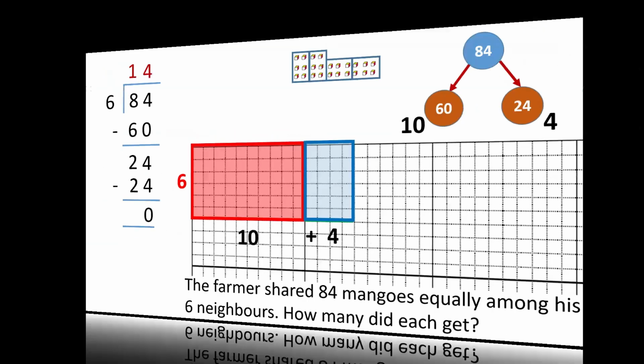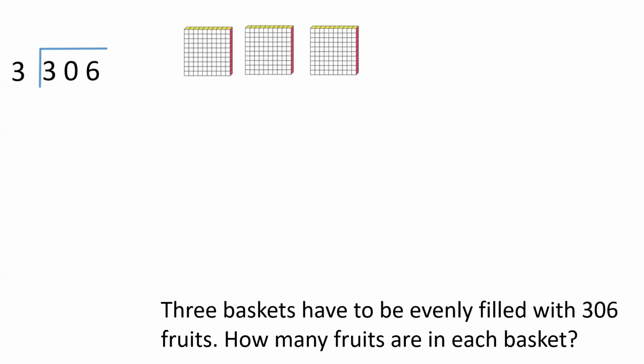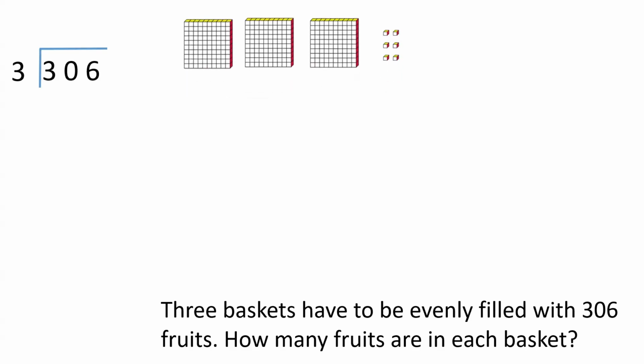Let's go on. Let's do another example. 3 baskets have to be evenly filled with 306 fruits. So how many fruits are in each basket? So we have 3 into 306. We're using base 10 blocks so we could see it: 100, 200, 300, and 6 units. If we look at the squares, can we get a group of 3? We can get 1 group of 3.